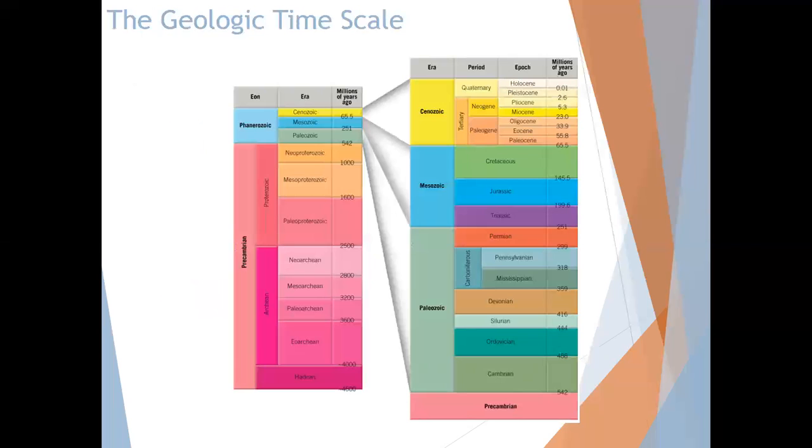This is showing you the geologic timescale here with the names of the different time periods as well as the ages with them. So we are alive during the Phanerozoic, during the Cenozoic, and within the Cenozoic, we're part of the Quaternary period, and we're in the Holocene epoch.